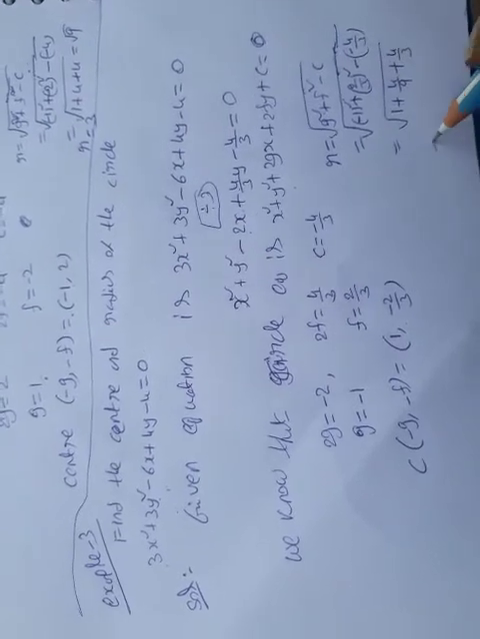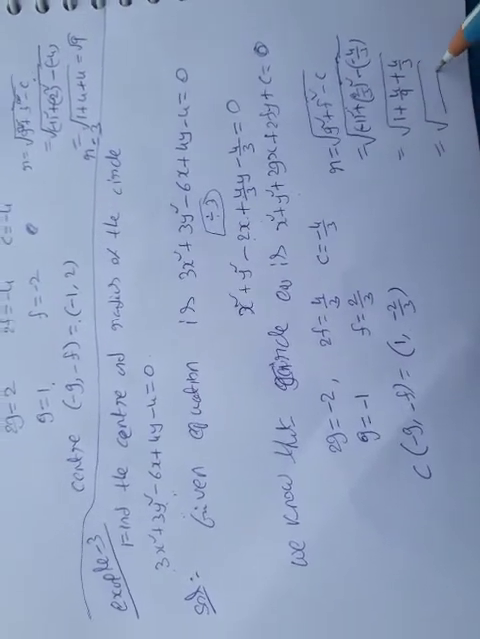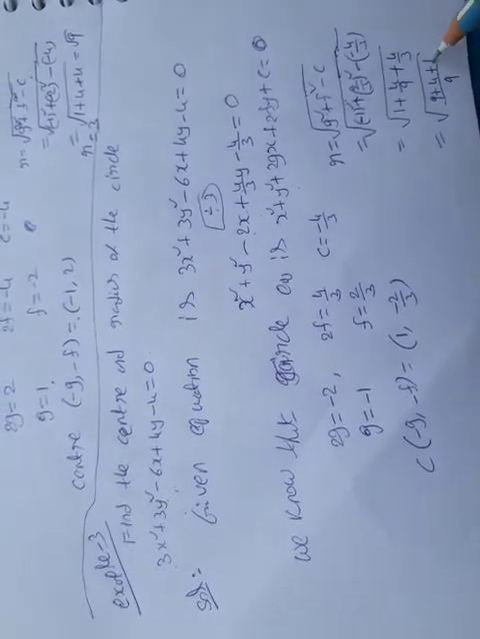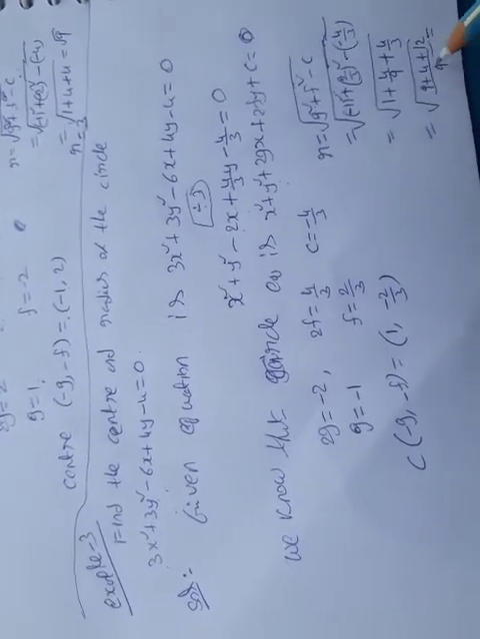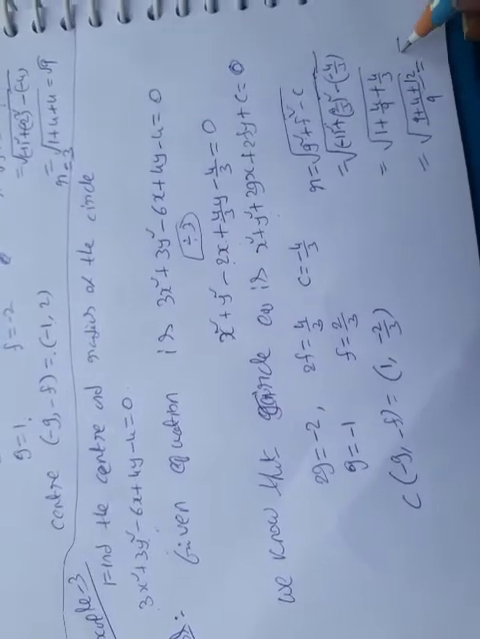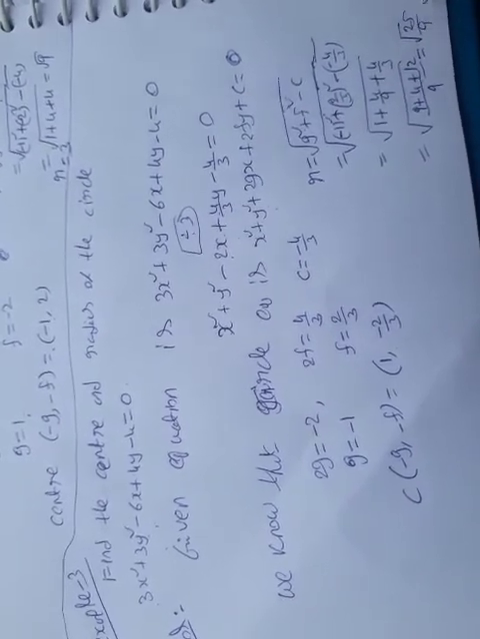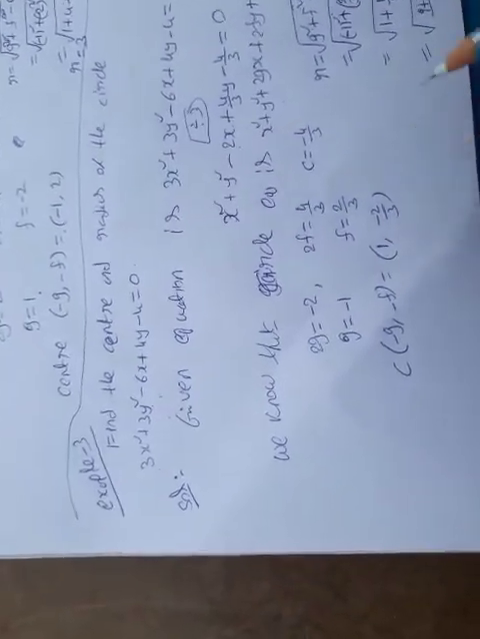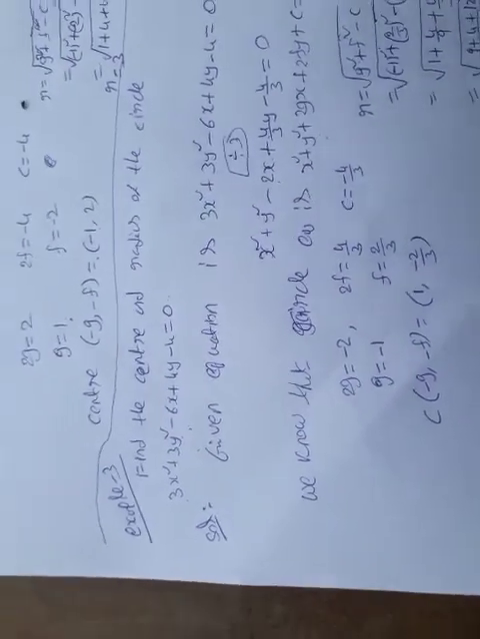That is root of, we take the LCM 9, that is 9 plus 4 plus 12, that is equal to 9 plus 4, 13, 13 plus 12, 25, root of 25 by 9, that is equal to 5 by 3. The center is 1 comma minus 2 by 3 and the radius is 5 by 3.